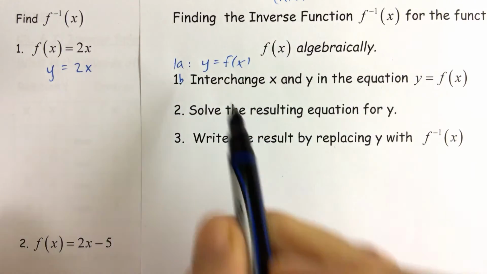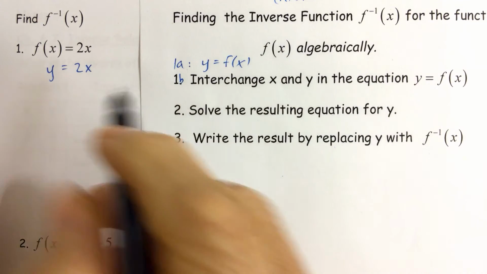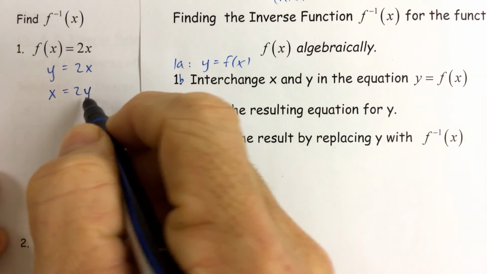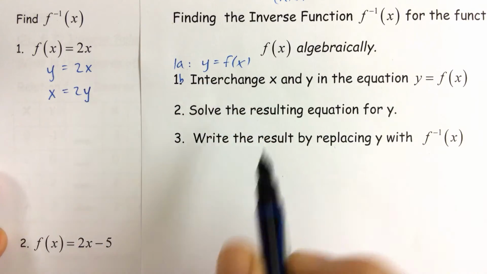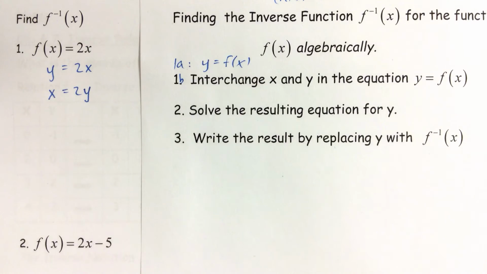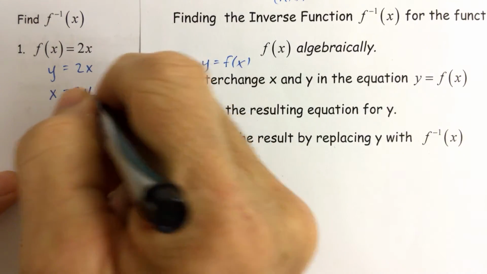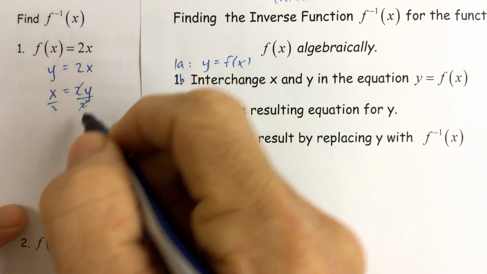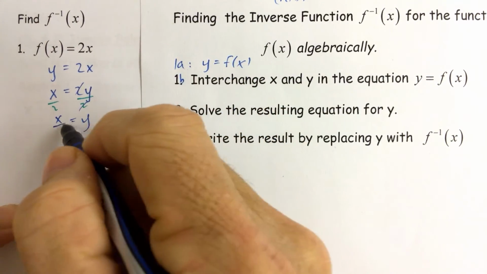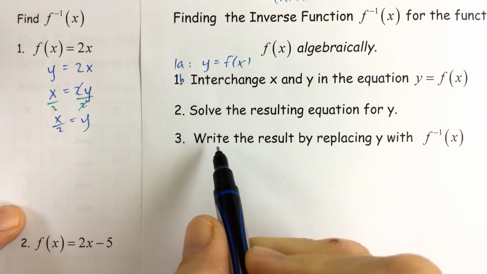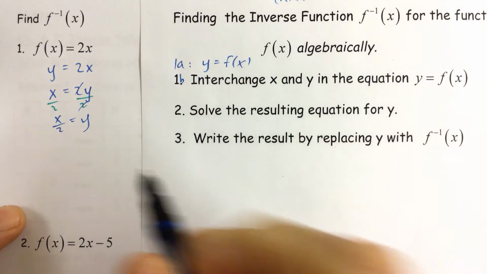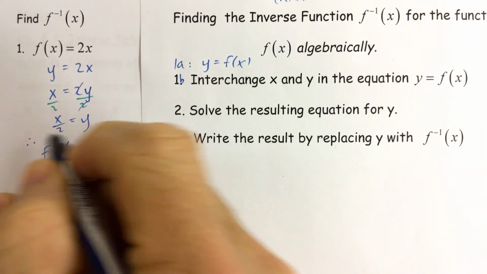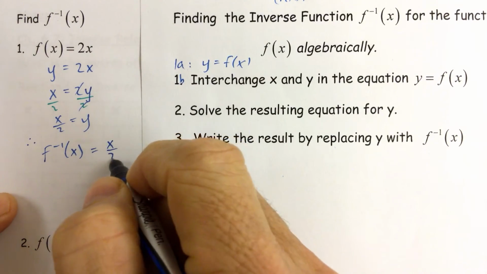All right. So then let's look at 1b, interchange x and y. We interchange x and y, meaning wherever you see a y, you put an x, and wherever you see an x, you put a y. Solve the resulting equation for y. In order to solve this for y, we'd divide both sides by 2, and when you divide both sides by 2, you get y equals x over 2. Then write the result by replacing y with f inverse of x. We can say, therefore, f inverse of x is x over 2.